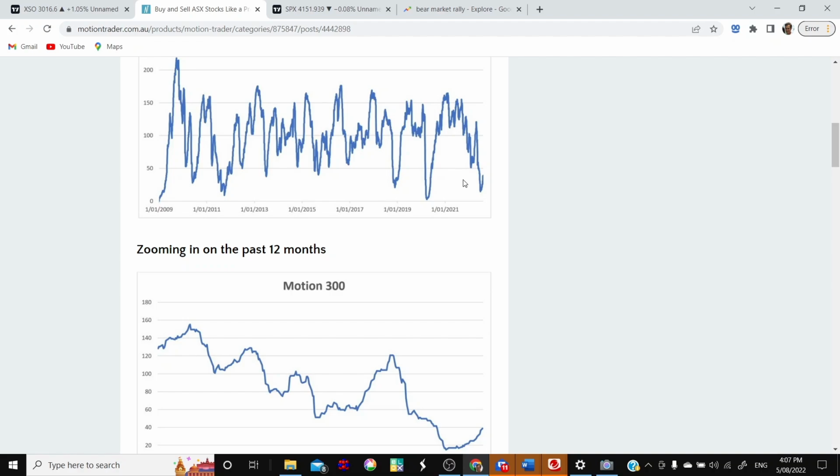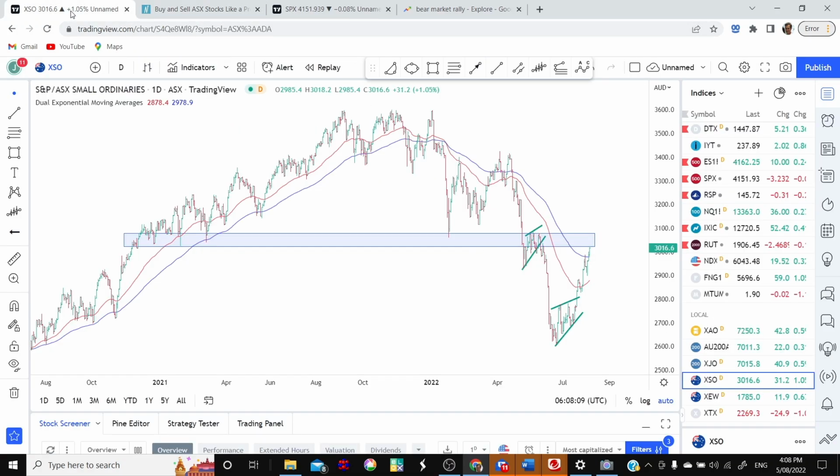And I'm also getting some interesting signals through my daily Motion Trader scans of the market. There are some interesting opportunities which are starting to turn up. So while I still think it's time for caution, it's also interesting to see some of the opportunities. So I want to show you some of the setups that I'm looking for.